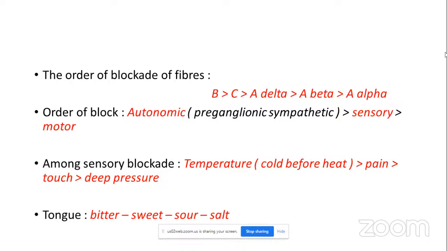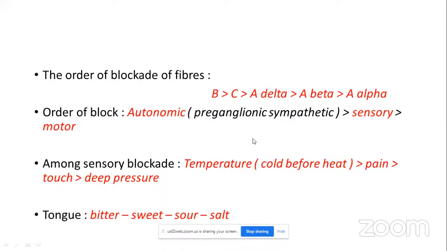A alpha is the motor fiber. The order of blockade while giving local anesthetic is initially autonomic. Autonomic preganglionic sympathetic is carried by the B fiber, later sensory, and later motor by the A alpha fiber. Among sensory blockade, initially temperature, in that too, cold before heat, followed by pain, followed by touch and deep pressure. On the tongue, initially bitter taste is lost, later sweet, sour, and salt.